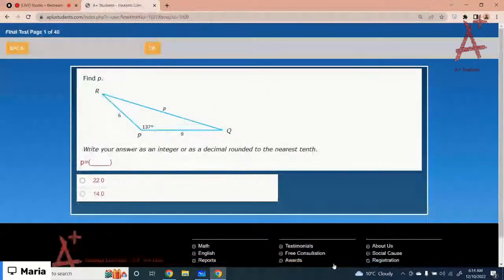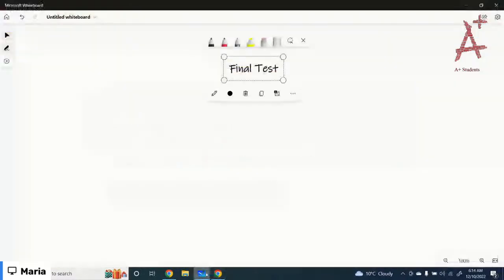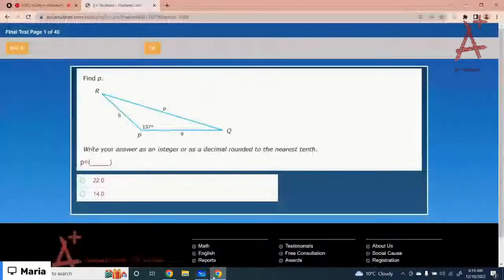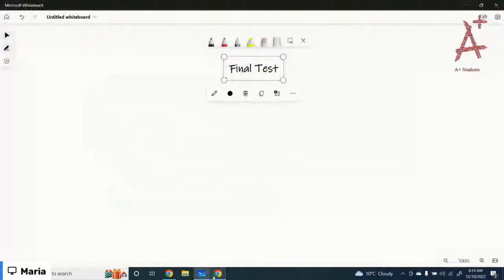Okay, find P. You are given two of the sides and one of the angles. You have to find the value of P. So which law are we going to use? We are going to use the sine law. Got it?